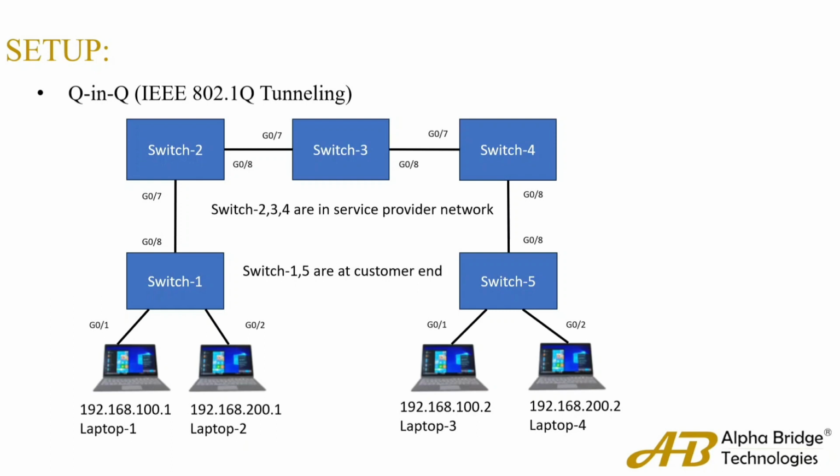Consider this setup. There are 5 switches: switch 1, switch 2, switch 3, switch 4, switch 5. Among them, switch 2, 3, 4 are in the service provider network and switch 1 and switch 5 are at the customer end. Let me explain. Q in Q is mainly to add an extra layer of VLAN tagging, which involves the process of encapsulation and decapsulation. To make it clear, see the animation over here.